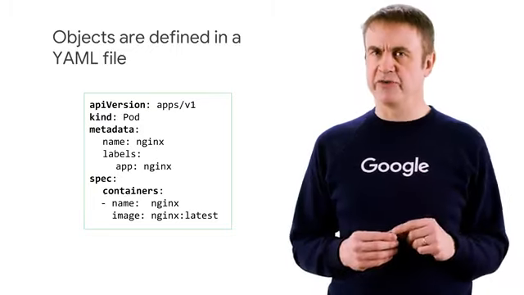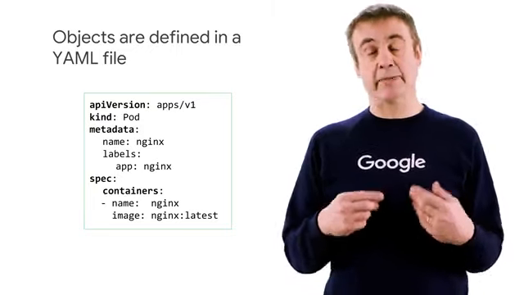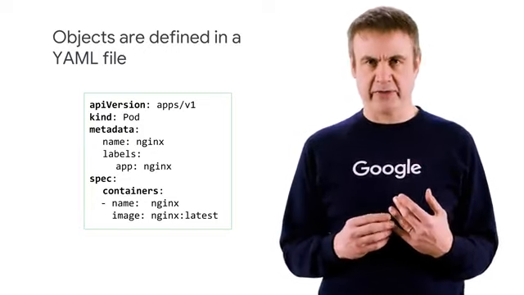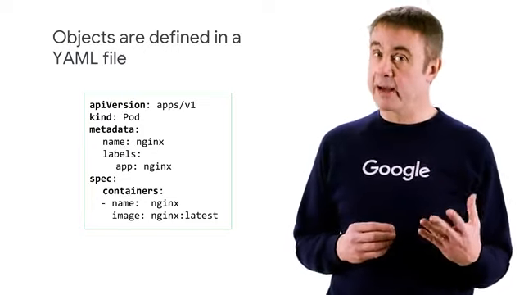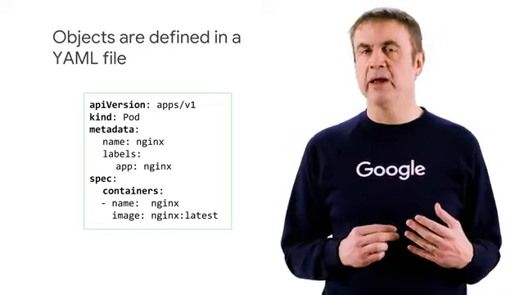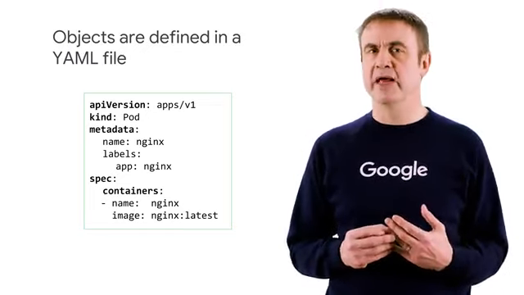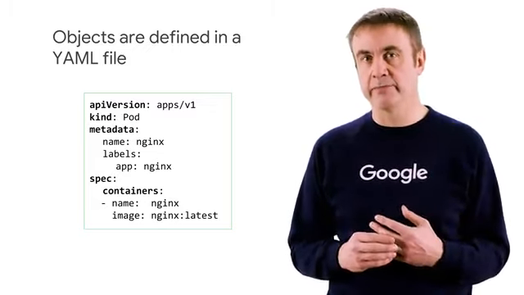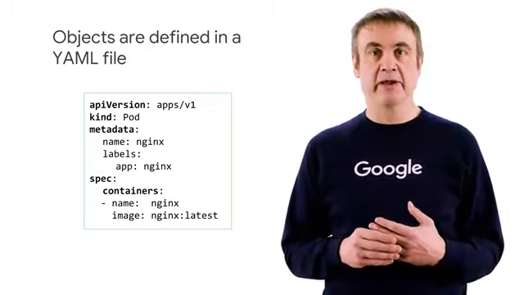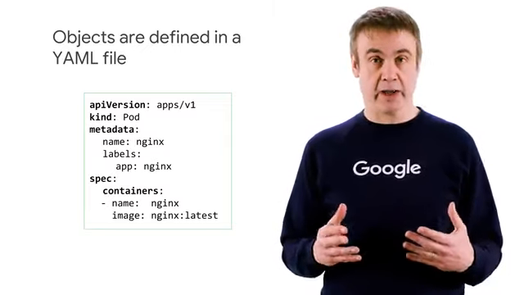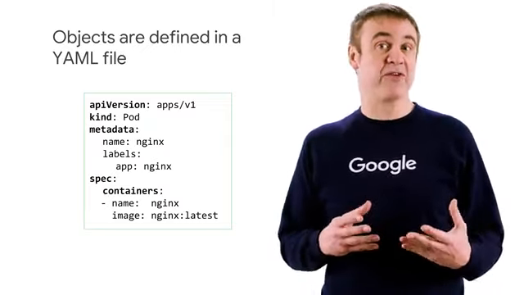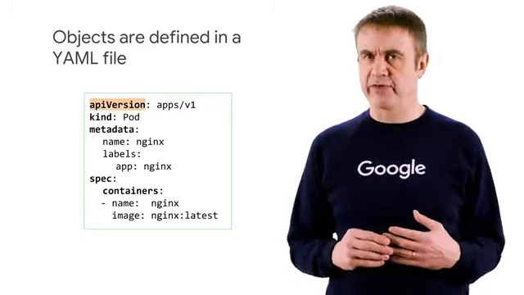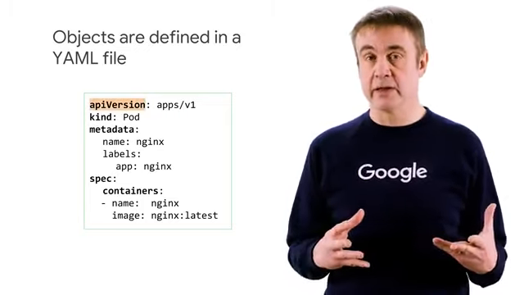You define the objects you want Kubernetes to create and maintain with manifest files. These are ordinary text files. You may write them in YAML or JSON format. YAML is more human readable and less tedious to edit, and we will use it throughout this specialization. This YAML file defines a desired state for a pod, its name, and a specific container image for it to run. Your manifest files have certain required fields.